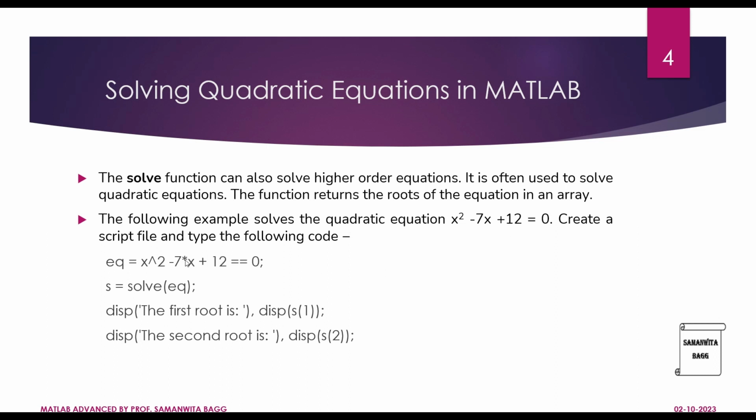Create a script and type the following code. So this is the code that we are going to write. Here we are writing equation is equal to EQ, a variable that we are using: x square minus 7x plus 12. When you have to write square, you use this symbol, raised to. And between two numbers, or between two variables, or between a number and a variable, if you want to add a multiplication sign, this symbol has to be used, is equal to 0.